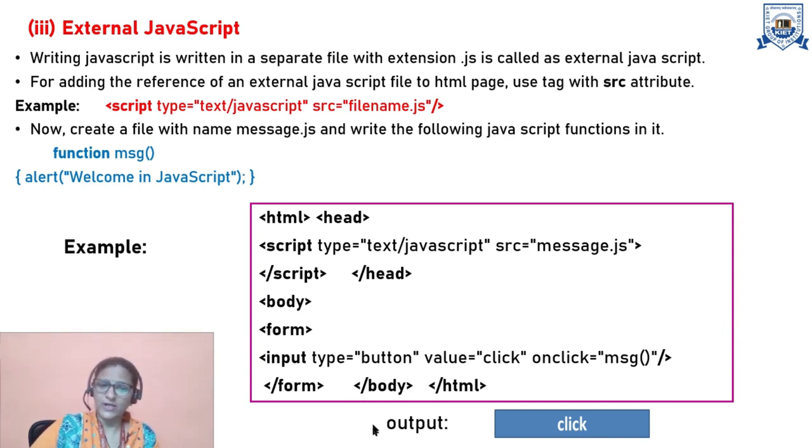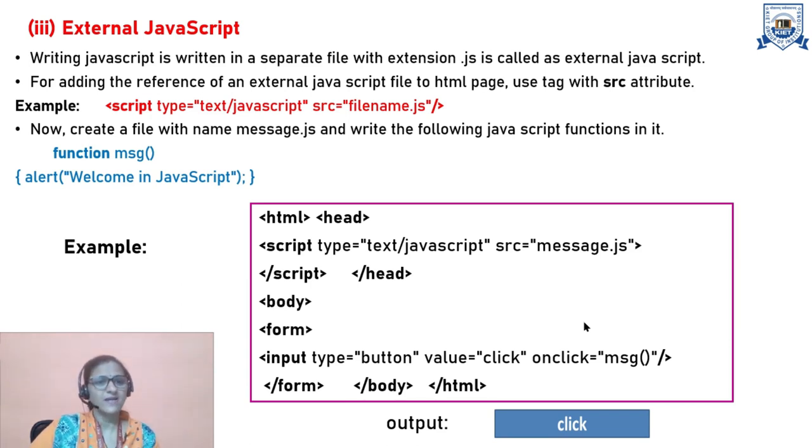Now in the body of the HTML page, we have created a button where on the button is written onclick, and as soon as we perform this click event, what will happen? This msg function will be called. This time it is not a part of this HTML. This function will be searched in the JS file and accessed from there. So in message.js, we have mentioned the function msg, which we have called from here, and from there an alert window will appear with the message "welcome in JavaScript".